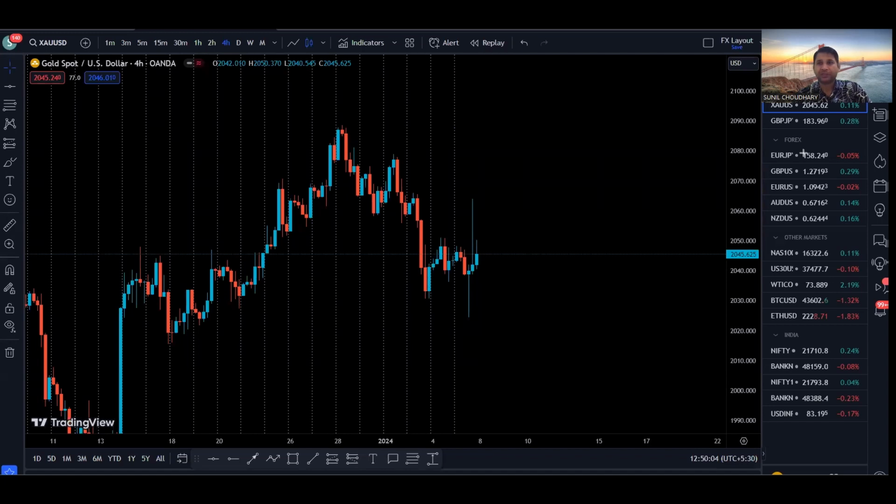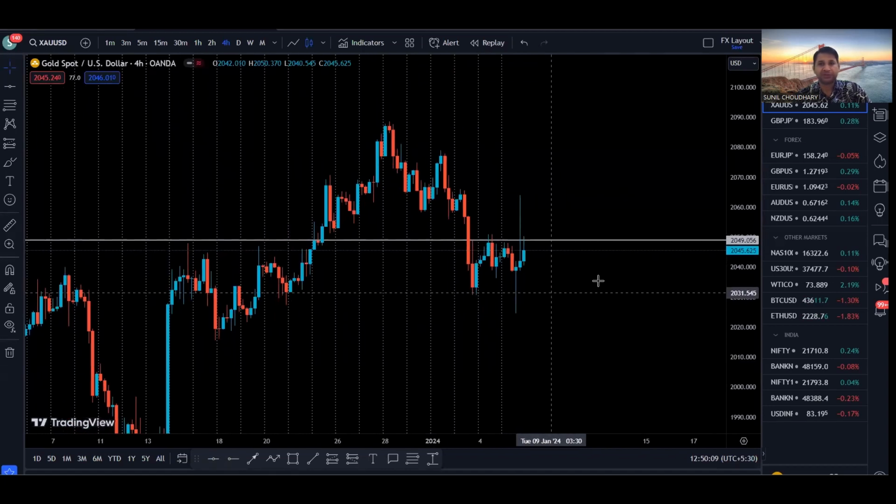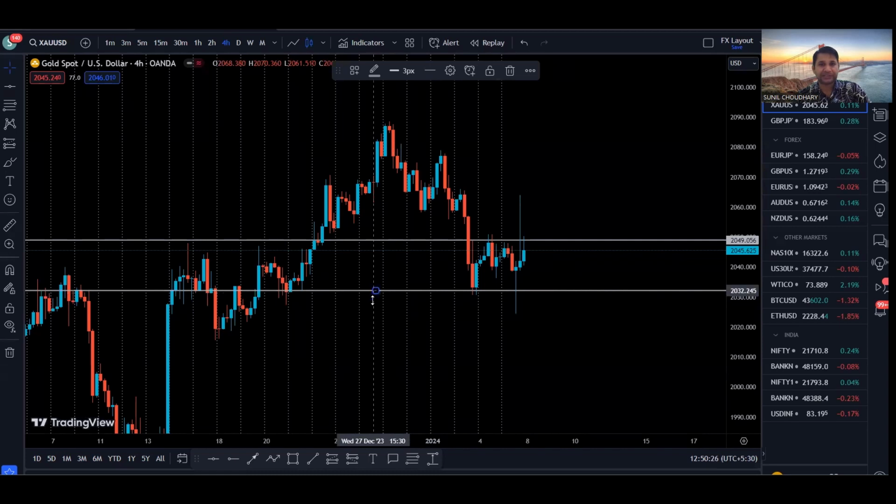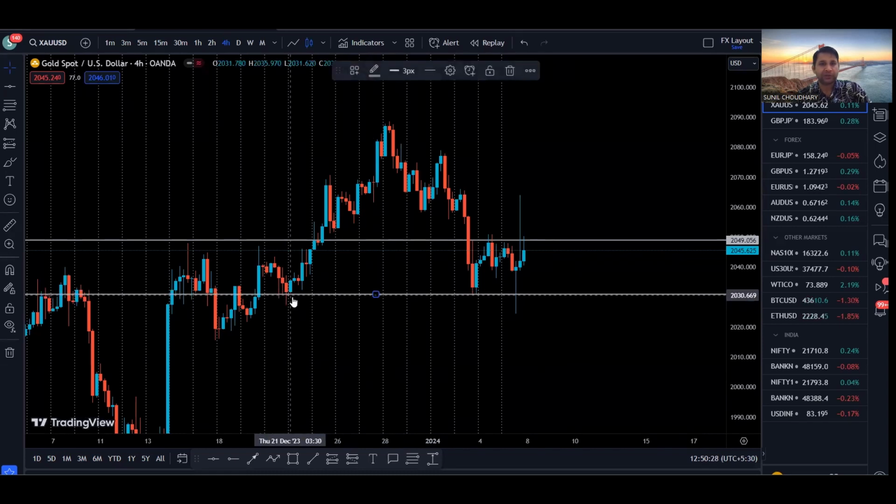If we mark our support and resistances, we have the resistance here, also this resistance, and this resistance, so this is going to be a pretty strong level. At the same time, if we talk about the support, we have a support right here. Let's move it a little bit lower because we have support right here. So now the price is between this support and resistance.